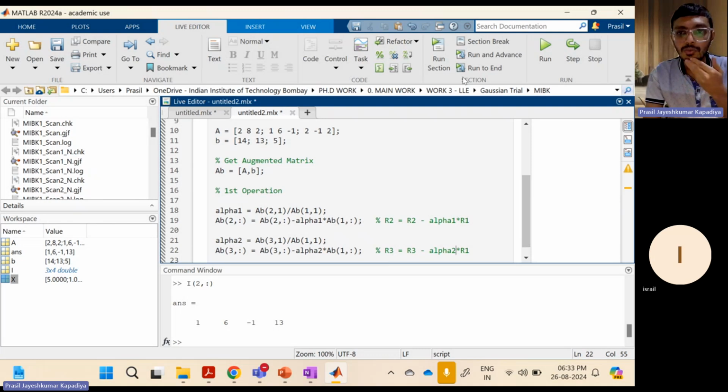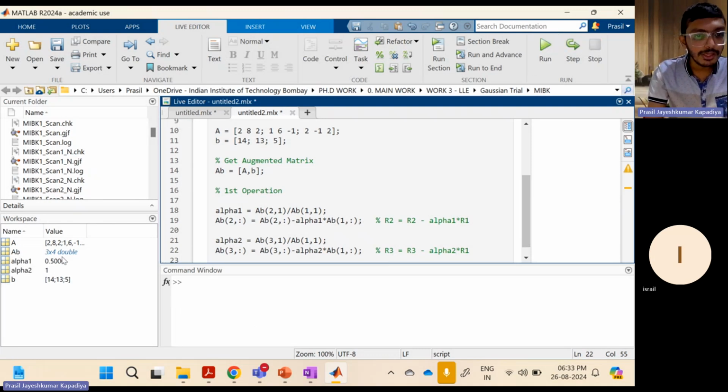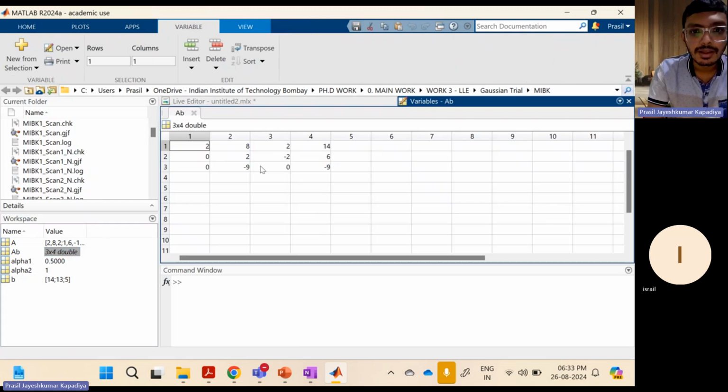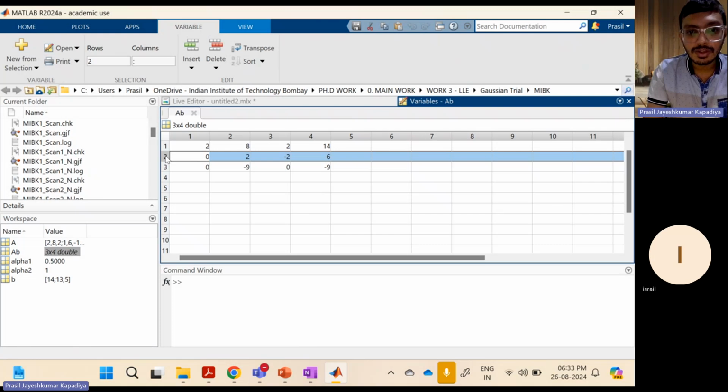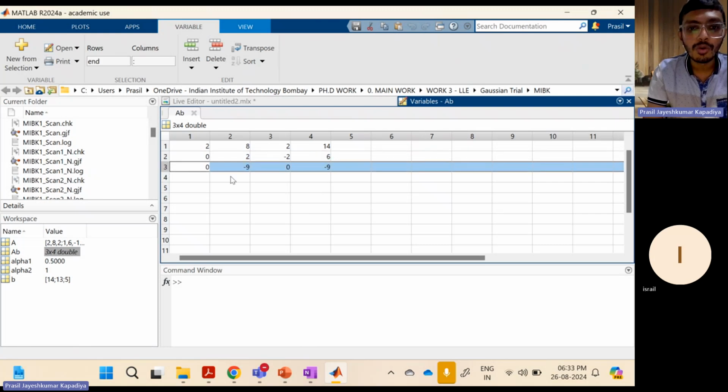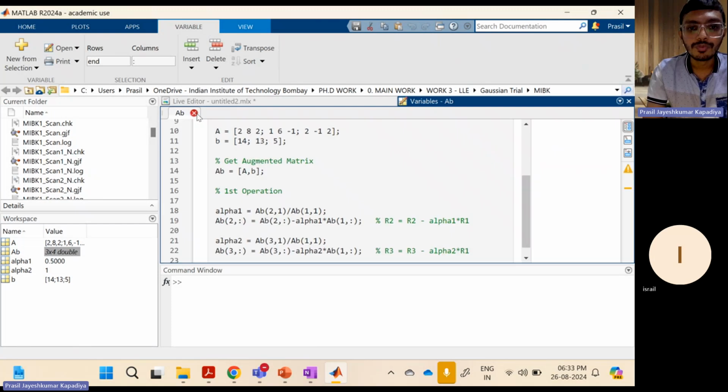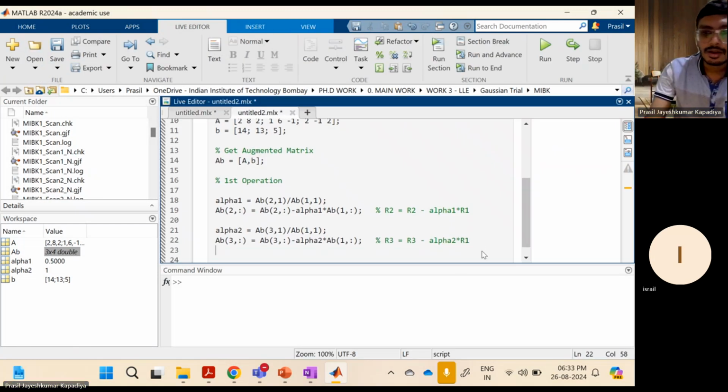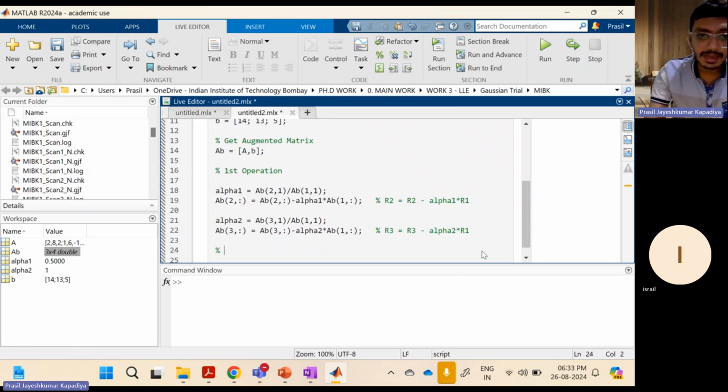Let's just try to run this much code and see what we are getting. So my new augmented matrix will be this. You can see that my second row is the way we want. Now in the third row, we want a 0 here too. So we will now define the second operation.